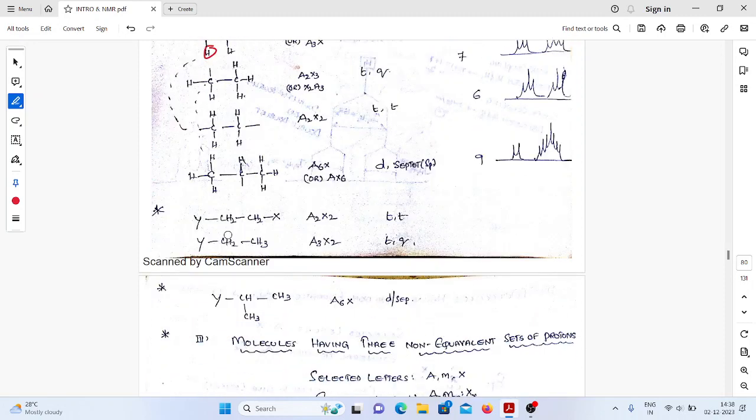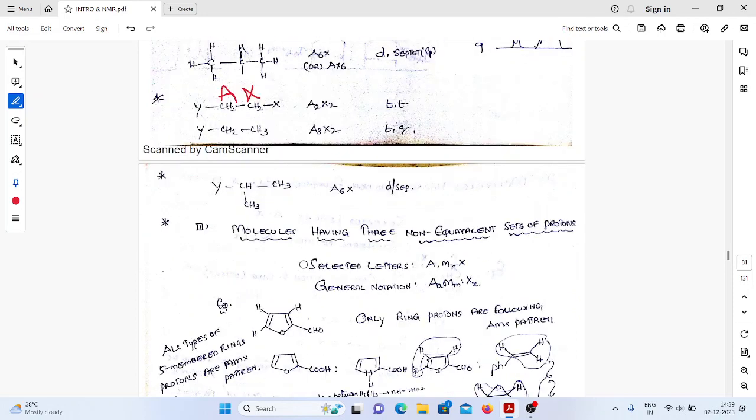So take this example, CH2, CH2. These two are not equivalent. These two are chemically non-equivalent. That's why one is considered as A type, another one is considered as X type. So A2X2. Okay. In this case, A2X3. In this way, we can give the notation in the case of the first order spectrum.